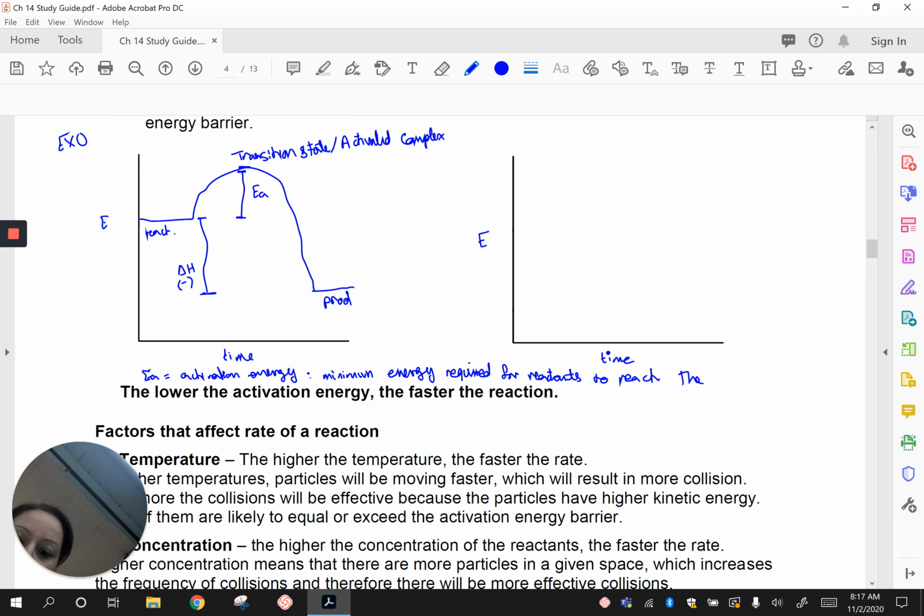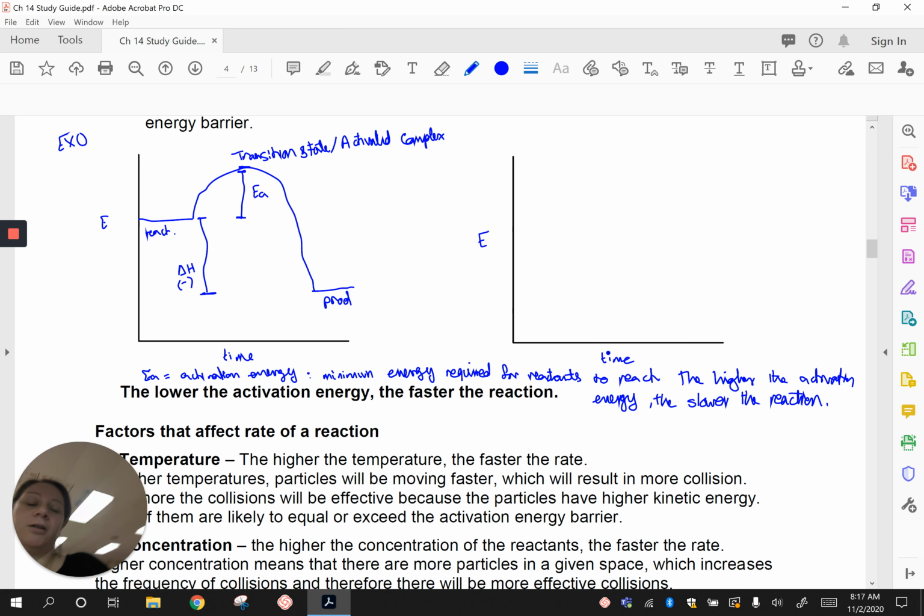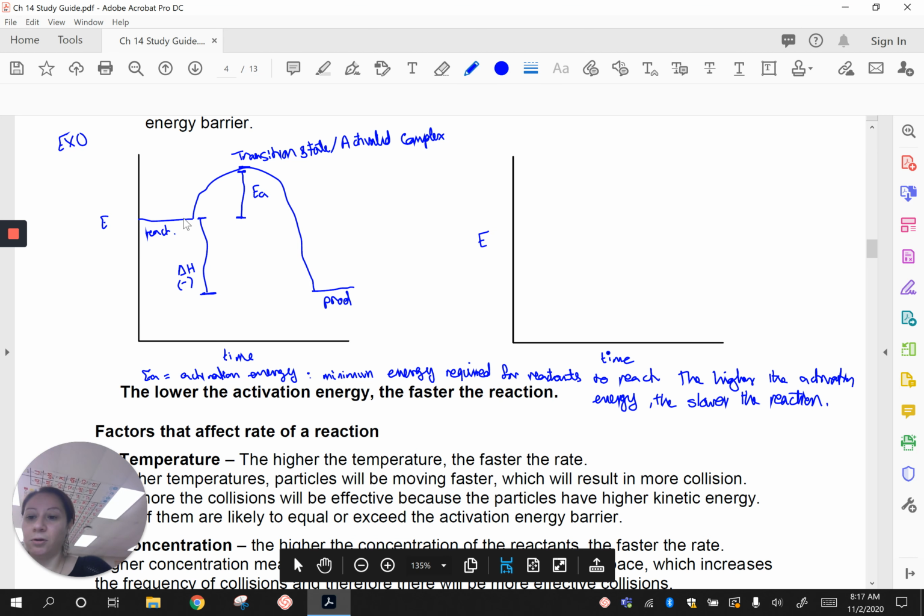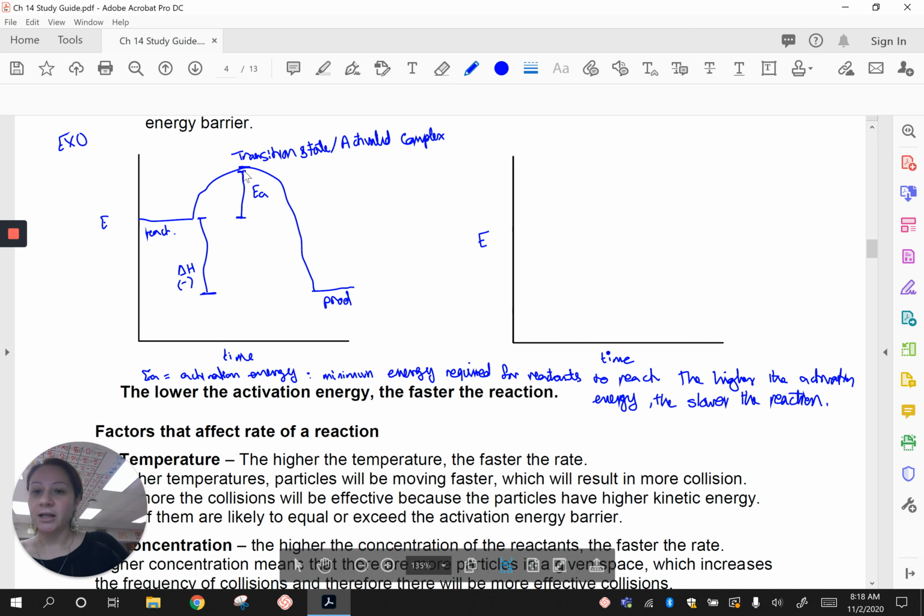Now, the higher the activation energy, the slower the reaction will occur. If you think about it, if these reactants need to collide with enough energy to reach this point, and the activation energy is really, really high, then very few of those collisions are going to reach that. And so very few of the collisions will actually result in a reaction. Very few of the collisions will be effective collisions. And so it's going to take a long time before we get a collision that is effective.